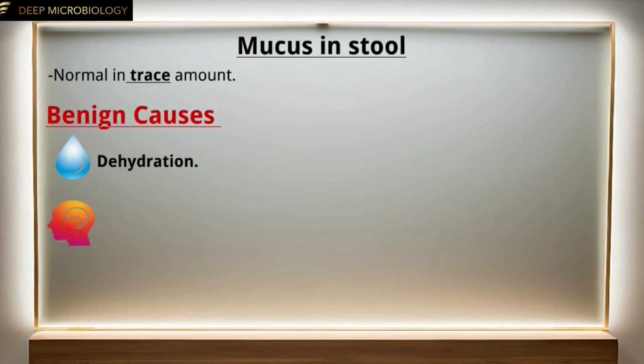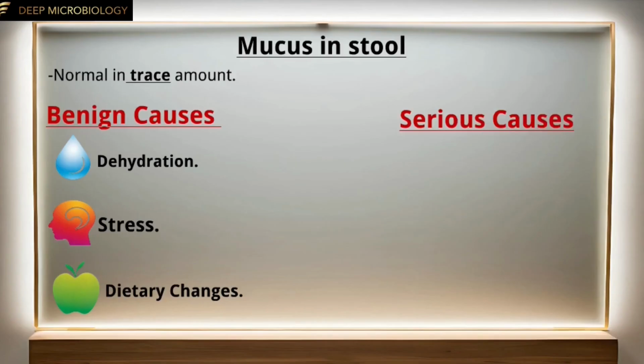2. Stress. Believe it or not, your gut is super sensitive to stress. When you're anxious or under pressure, your brain can mess with how your intestines move, and that can lead to extra mucus being released. 3. Dietary changes. Sudden changes in what you eat, like adding a lot of fiber, eating spicy foods, or eating something your body doesn't tolerate well, like lactose, can irritate your gut a bit. That irritation may cause it to produce a little mucus as a protective response.